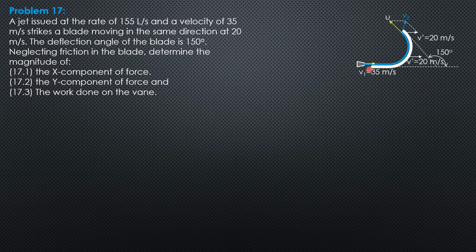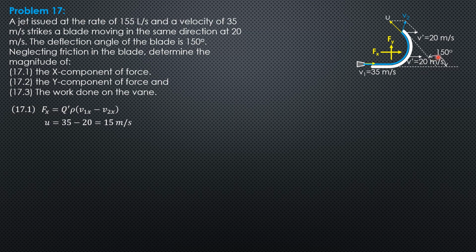So this is the figure to help analyze the situation. So for Fx, it is Q prime rho quantity V1x minus V2x, where Q prime is area times U, and U is V1 35 minus V prime 20. So 15 meters per second. So that's 15 meters per second up to the left.